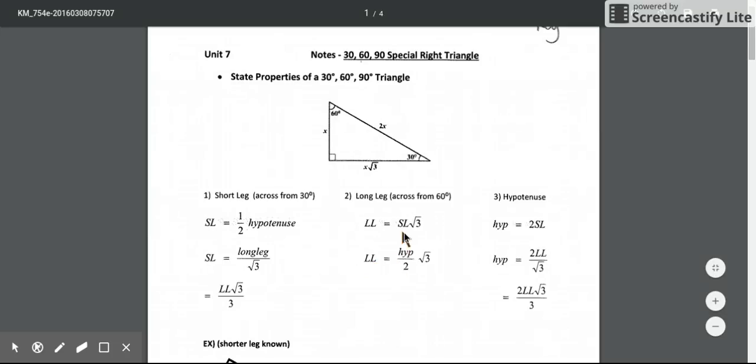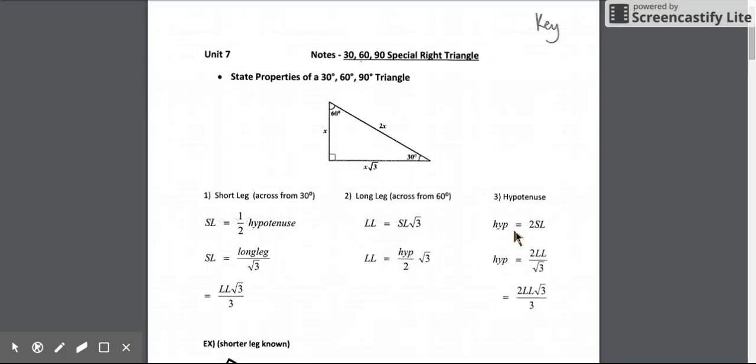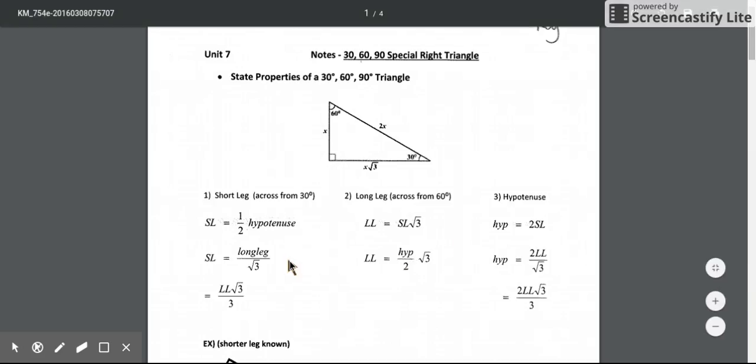Since we know that the short leg is half the hypotenuse, then we could substitute that into this version and say that the long leg is the short leg times the square root of 3, or the long leg is half the hypotenuse times the square root of 3. And then once more over here, we could substitute our short leg for this equation again. So the short leg is a third of the long leg times the square root of 3. So the hypotenuse, which is double the short leg, could also be double a third of the long leg times the square root of 3.